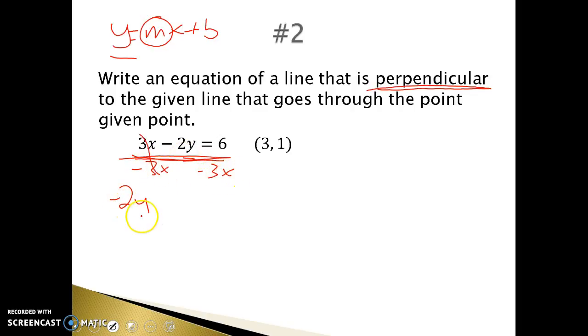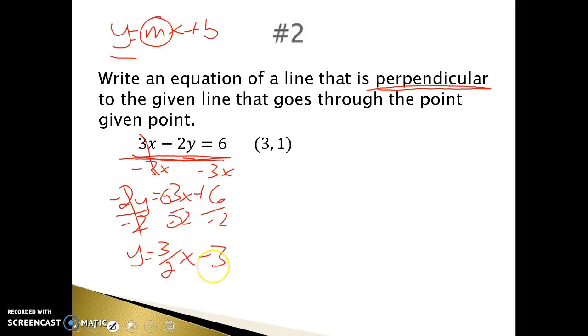So we'll have negative 2y equals negative 3x plus 6. But I want to get the y by itself, so I'm going to divide everything by negative 2. And when I do that, I'll have y equals 3/2 x, because a negative divided by a negative is a positive. So it's 3/2 x, and then a positive 6 divided by a negative 2 is negative 3. So the slope of this line is 3/2. But we want something that's perpendicular to that, and so we want our line to have a slope that's the opposite reciprocal of 3/2, which is negative 2/3.